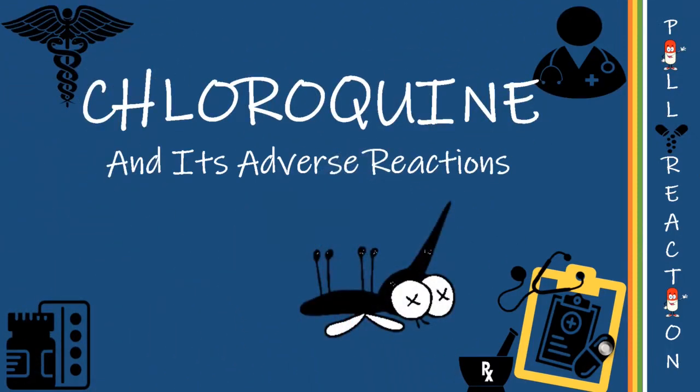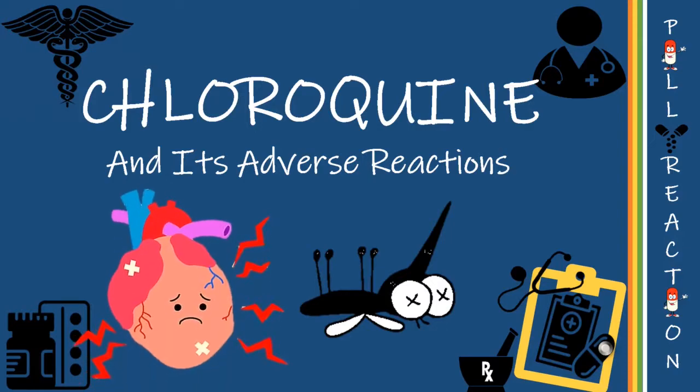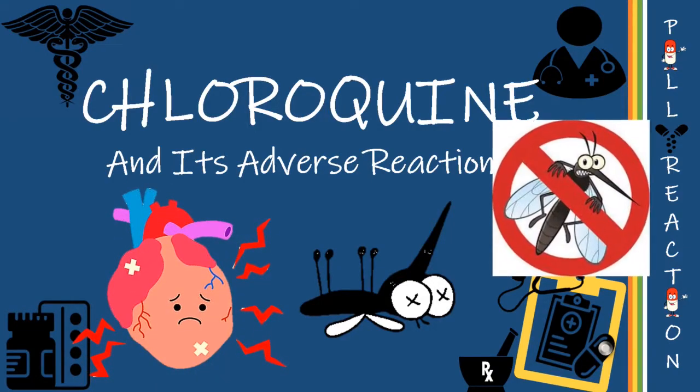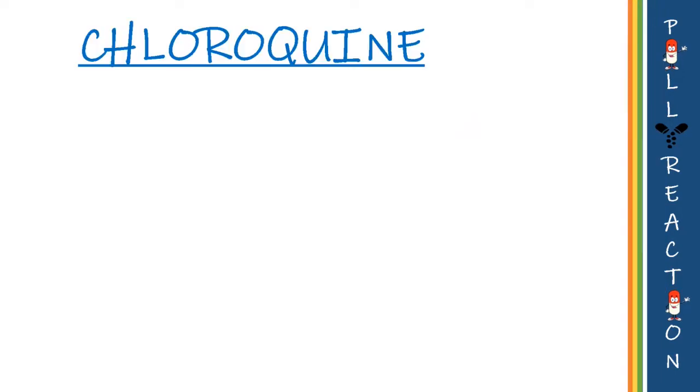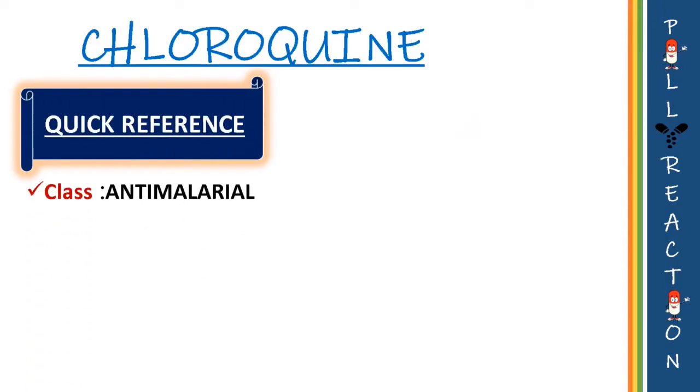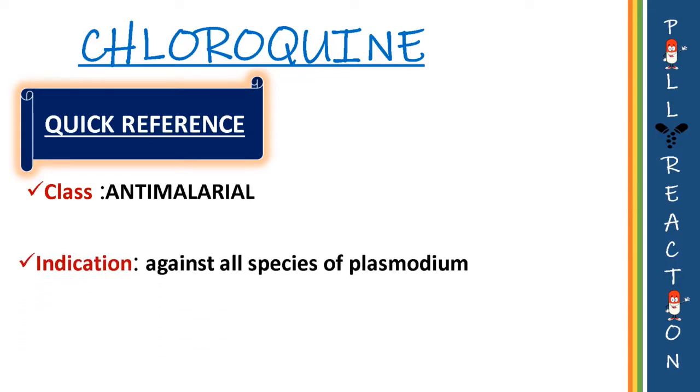In this lecture, let's focus on a fascinating repurposed drug, chloroquine. Now, a quick review of the drug. Chloroquine belongs to the antimalarial class of agents. It was first introduced against all 5 species of Plasmodium and is highly effective against the blood schizonts.